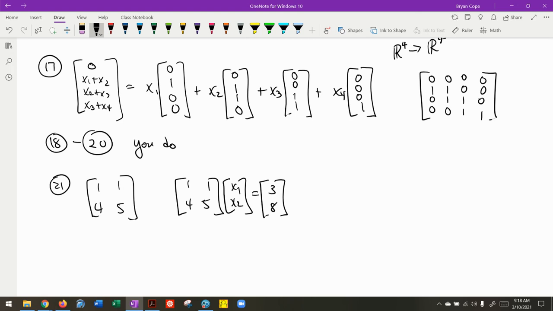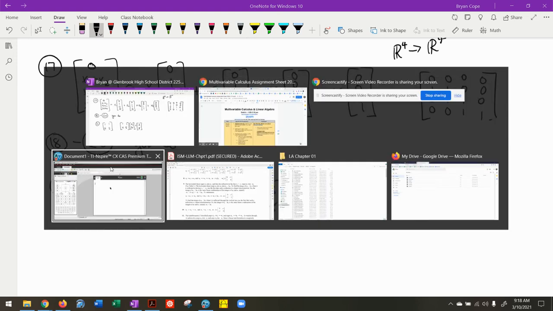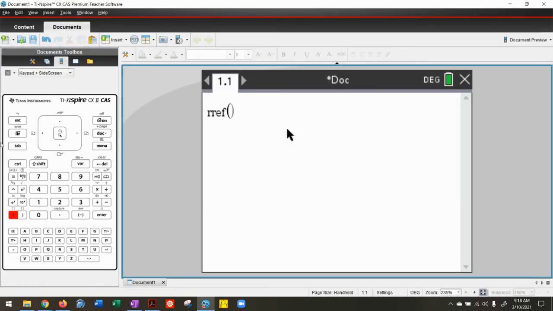So what vector gets transformed to (3, 8) under this transformation? So let's row reduce to solve.